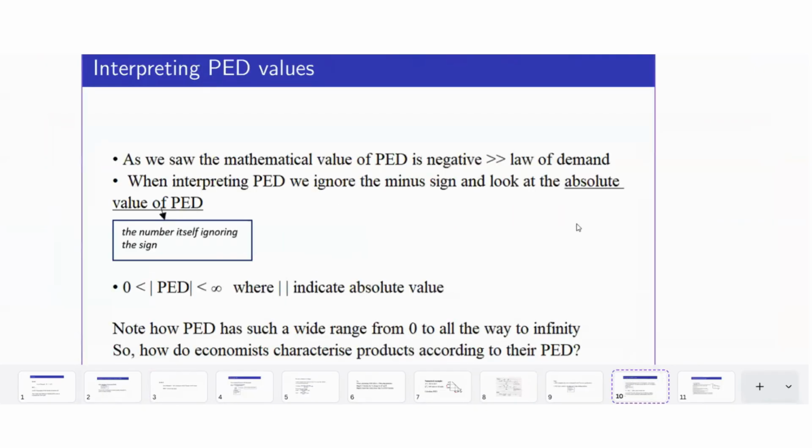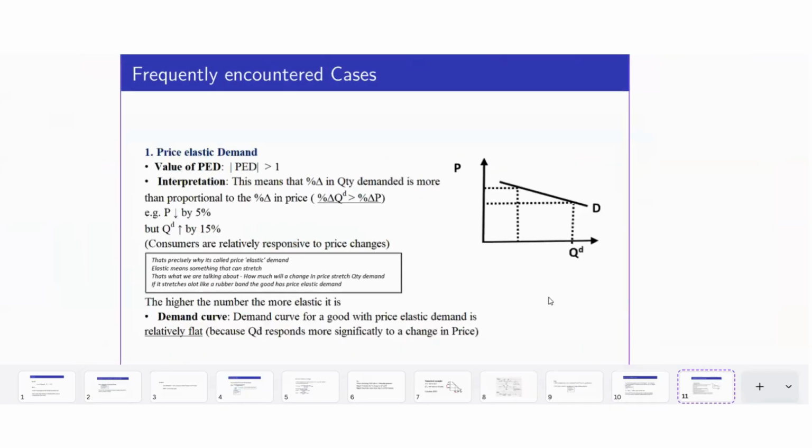So when we look at the absolute value of price elasticity of demand, it takes values between 0 and infinity. And since it takes such a wide range of values, we want to ask ourselves how economists characterize products according to their price elasticity of demand. We'll divide it into two types of cases: frequently encountered cases and special cases. We'll first look at two frequently encountered cases, the first being price elastic demand, where the absolute value of price elasticity of demand is greater than 1.